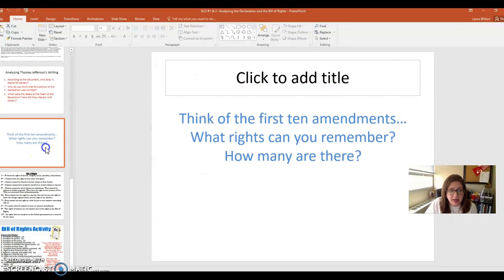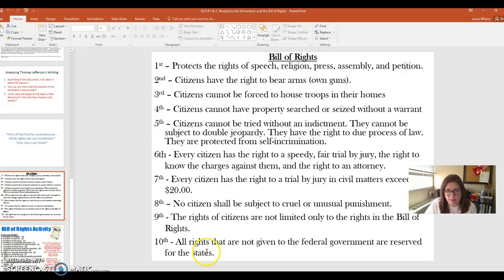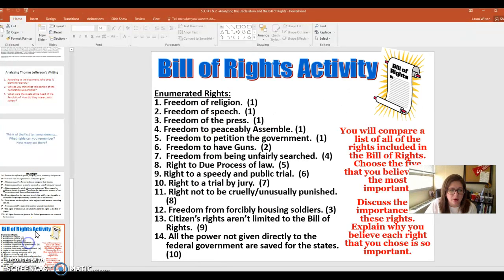Now, the second assignment, you look at the blue, think of the first 10 amendments. Can you remember any? How many were there? Here's the Bill of Rights. There were 10 amendments, but there are way more than 10 rights in here. I've listed 14 here. Your second essay, the heart of it is you are going to compare all those rights, pick 5 that you think are the most important, discuss their importance. So your context here is why did we have a Bill of Rights? What made the founders want to write a Bill of Rights? What did they include in those rights?